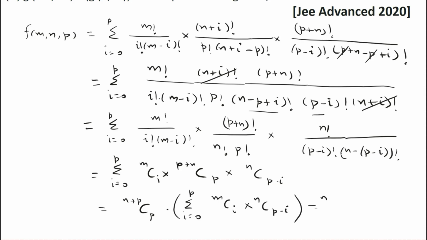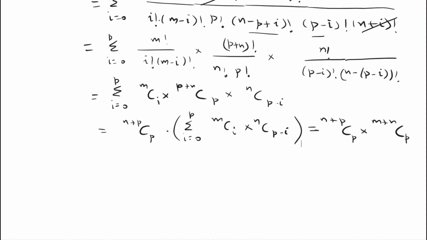So this is the value of the function f of m, n, p as given by the question. Now as we know the property, the expression inside the bracket becomes m plus n C p. Adding the superscripts and adding the subscripts, you get this answer. So this product is the value of the function f of m, n, p.